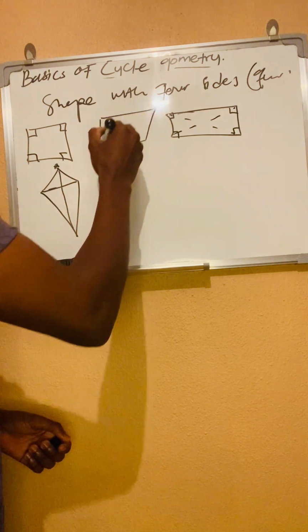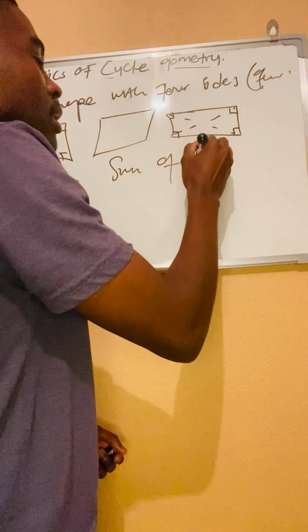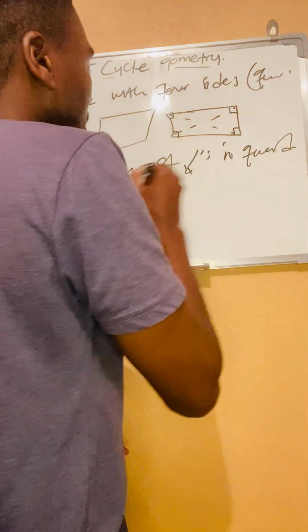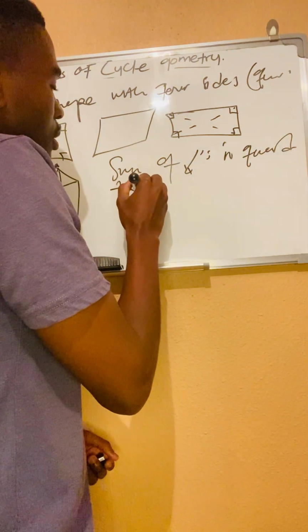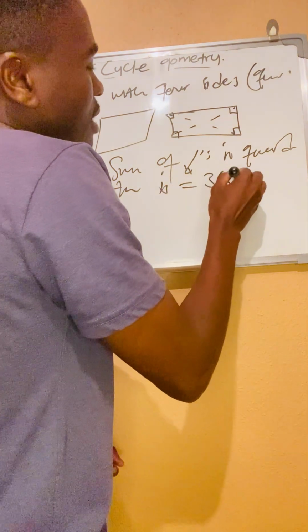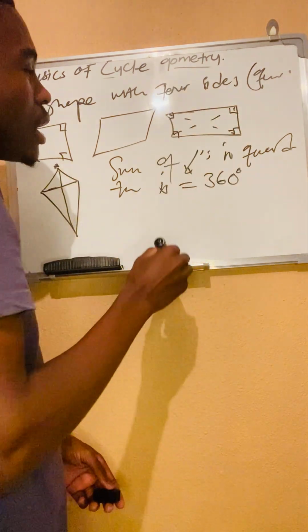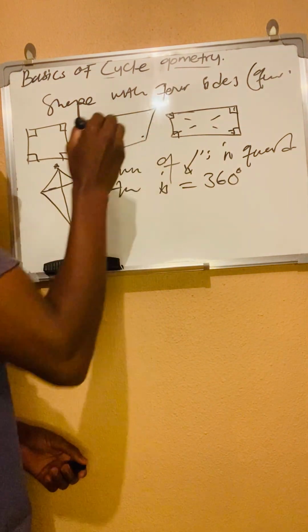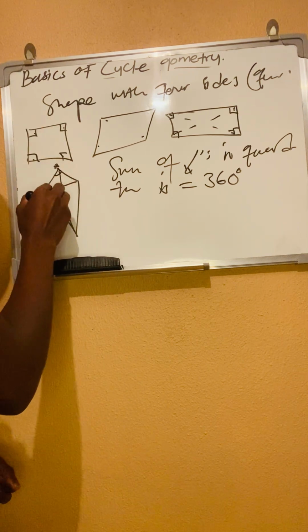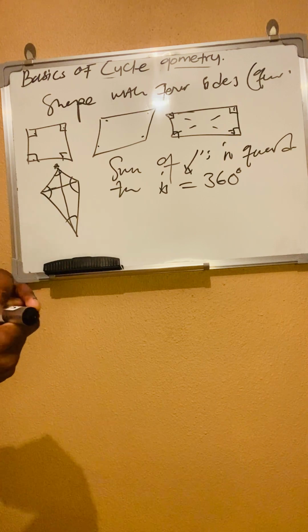Sum of angles in a quadrilateral is equal to 360 degrees. So when you add this angle and this angle and this angle and this angle, it gives you 360. This one, 360 degrees. That's what you have to know.